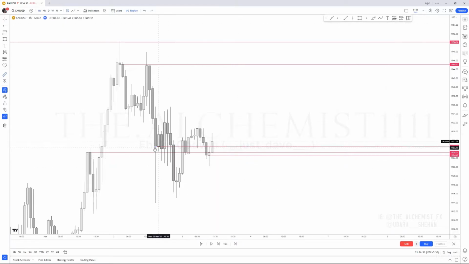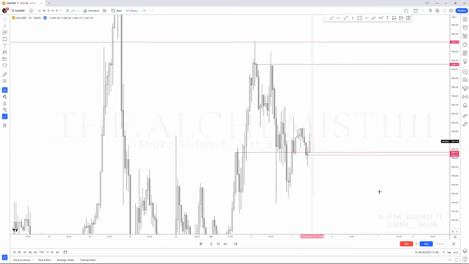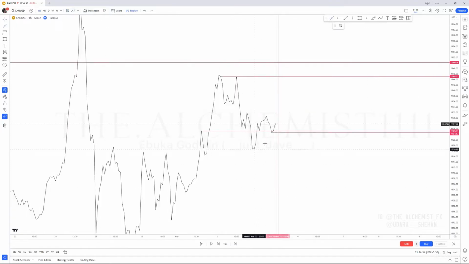Let's refine this. There are no H1 levels. I think this is the last H1 level we have. Then the next thing is timing. Let's see if we have a trend line. Let me see. No. Maybe from here. There we go. This trend line is perfect. Can you see that? Time and price. Okay, this is the time and price we need to see.